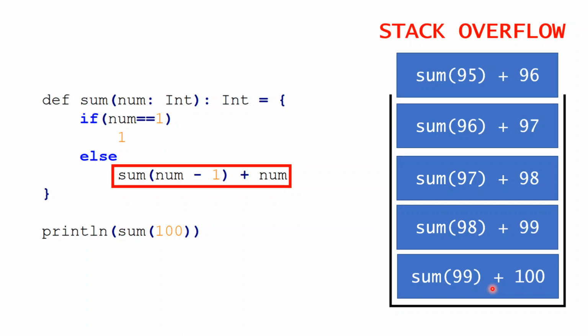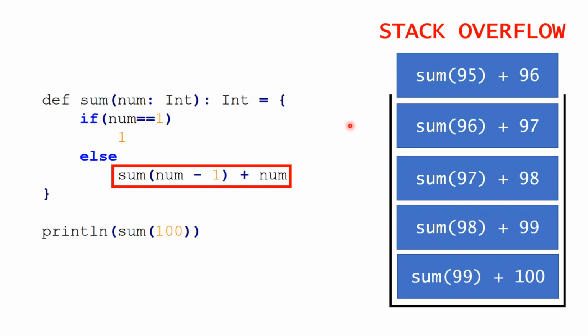Tail recursion says that the recursion should be the last statement of your function. After that there should be no operation. Like in this case, sum of n plus 1 should be the last statement. The plus num should not be present. It's the plus num that is causing the function to wait, and that is why we are accumulating all the stacks and leading to a stack overflow error.